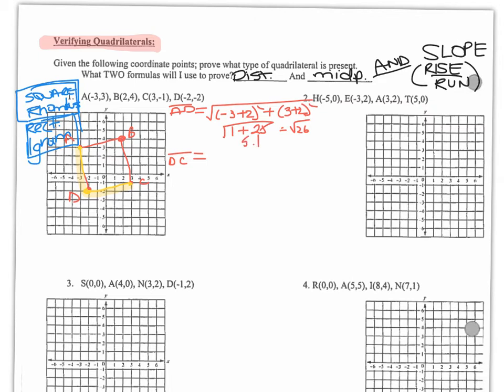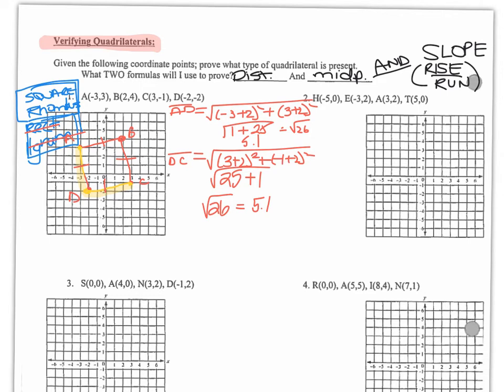So now I'm going to do DC. The square root of x1 minus x2 squared plus y1 minus y2 squared. So 3 plus 2 is 5, 5 squared is 25. Plus negative 1 plus 2 is 1, 1 squared is 1. So now I have the square root of 26, which sure enough is 5.1. Since these are congruent, I'm cheating the system here and only testing two sides, I can probably assume the others are congruent. So I know it's not a rectangle or a parallelogram. Now I've got to say, is it a square or a rhombus?